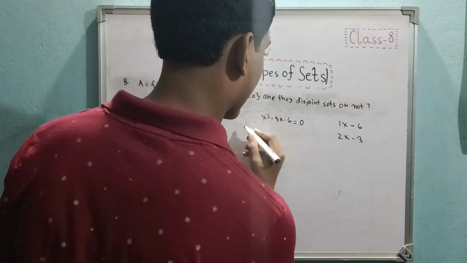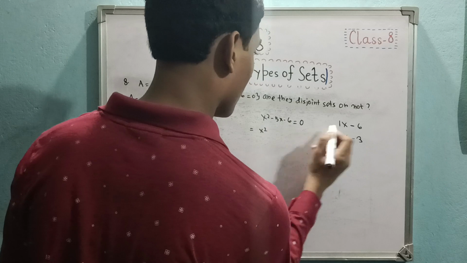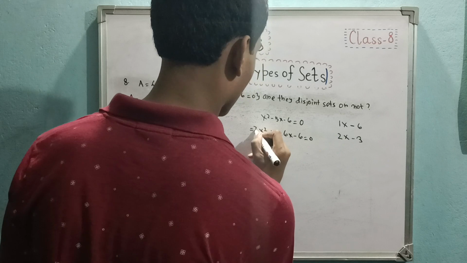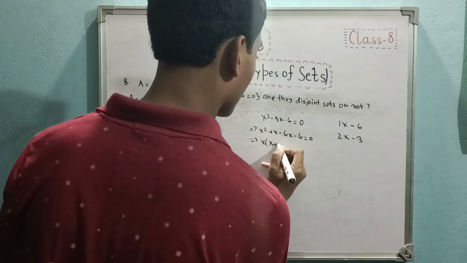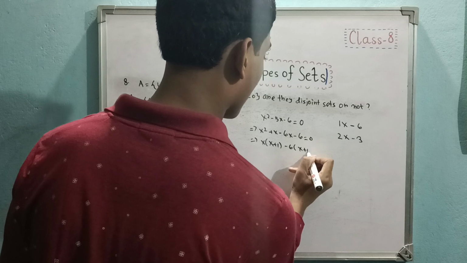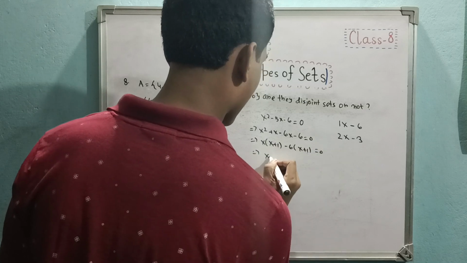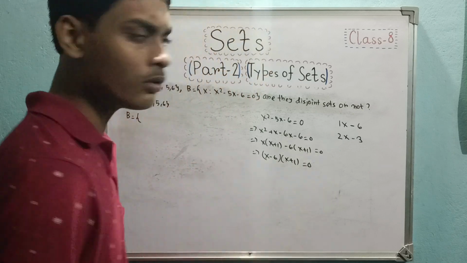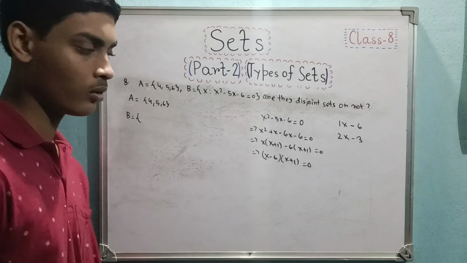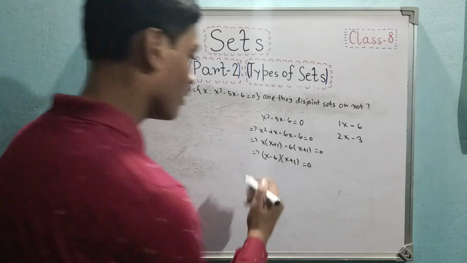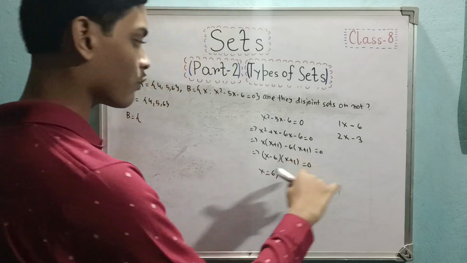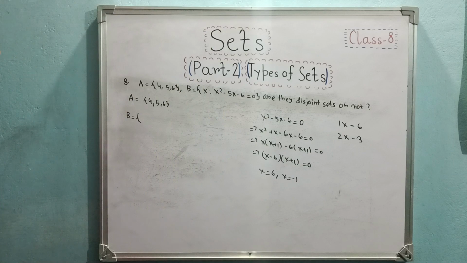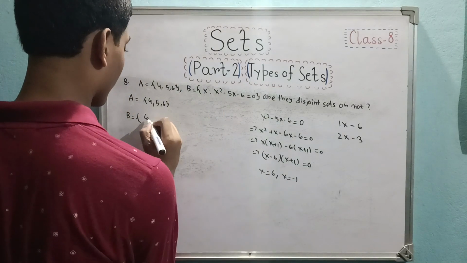So I can write this as x square plus x minus 6x minus 6 equal to 0. Or x into x plus 1 minus 6 into x plus 1 equal to 0. Or x minus 6 into x plus 1 equal to 0. Now x minus 6 is equal to 0 and x plus 1 is equal to 0. X minus 6 equal to 0 means x equal to 6, and x plus 1 equal to 0 means x equal to minus 1. So what is the set B? B equal to 6 comma minus 1.